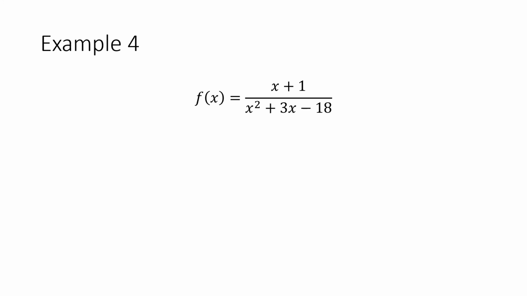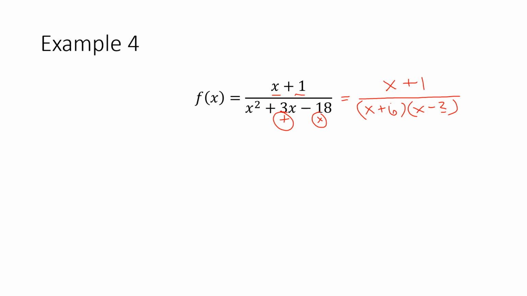At last example, x plus 1 over x squared plus 3x minus 18. We're going to start by factoring. On the bottom we have 3 terms, so I want to know what multiplies to negative 18 and adds up to 3. So that's going to be x plus 6 times x minus 3. On the top you have 2 terms, but there's nothing that those have in common, so we're just going to leave it as x plus 1.